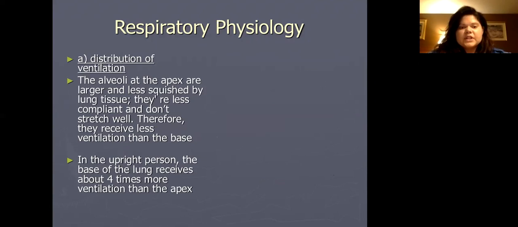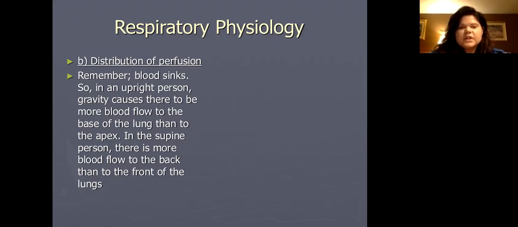Distribution of ventilation. So the alveoli at the apex are larger and less squished by lung tissue. They're less compliant and don't stretch well, therefore they receive less ventilation than the base. In the upright person, the base of the lungs receives about 4 times more ventilation than the apex. So that's why it's important to get all that fluid out. If they have a lot of fluid in their lungs, we've got to figure out how to get that out so that they can have better distribution.